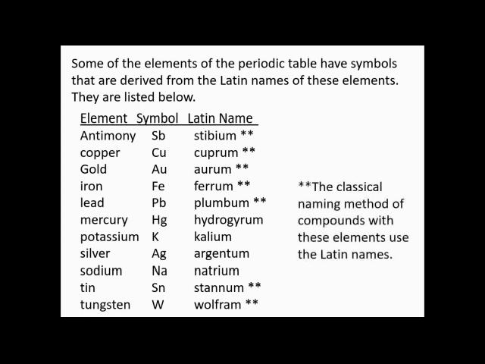The classical naming method works a little bit differently than our IUPAC method, which we use today, in that back in the day, really there were only a maximum of two charges known for most of these elements. And so as a result, there are only two forms that are accounted for in the naming method. So the higher oxidation number is given an ic suffix, and the lower oxidation number is given the ous suffix. So here's how this works.